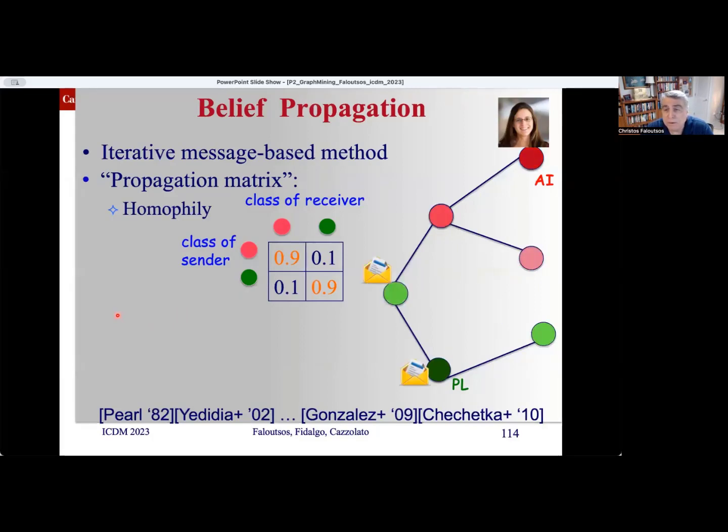Okay, the animation didn't work. So after they send messages to each other, this node will say, I should be a little bit red because I'm connected to a red person. This node should be a little bit less red, and these two people should be green because they are connected to a green person.